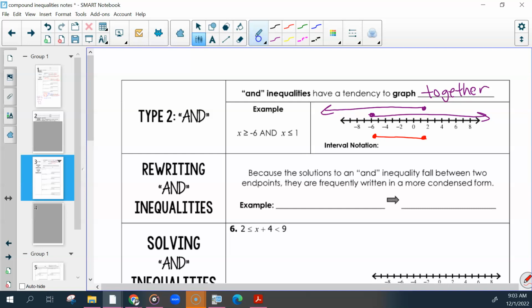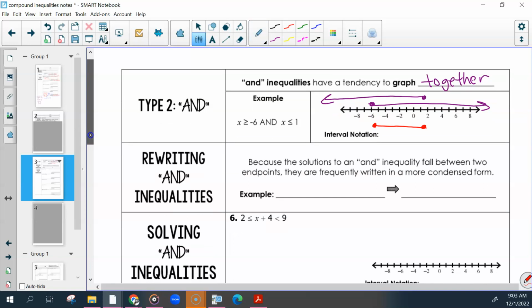So as you're getting used to it, you can still do both and then draw the overlap separately. Eventually, I need to see the overlap. If you just want to do the overlap, that's fine. Sometimes it's hard to see the overlap without drawing both. If you draw all three, that's fine. If you just draw this one, that's also fine. So then the interval notation of just this would be from -6 to 1. These are both closed, so these would both be in brackets. No infinities for this one.